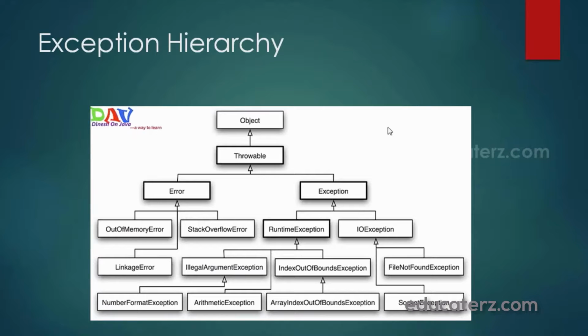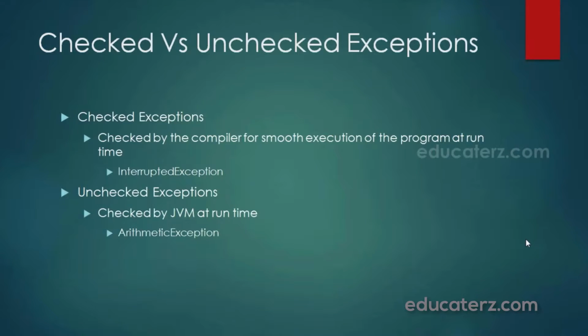So the classes under runtime exception and under error are all unchecked exceptions, whereas all the remaining other classes come under checked exceptions. So what is checked and unchecked? Checked exceptions are those exceptions which are checked by the compiler for smooth execution of the program at runtime, for example, interrupted exception. Unchecked exceptions are those exceptions which are checked by the JVM at runtime, like arithmetic exception. So if I say an exception, it is always at runtime. It is not at any compile time.